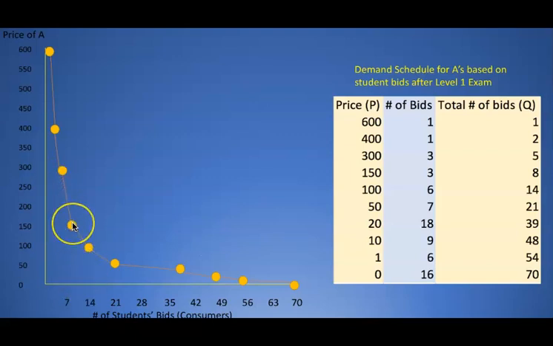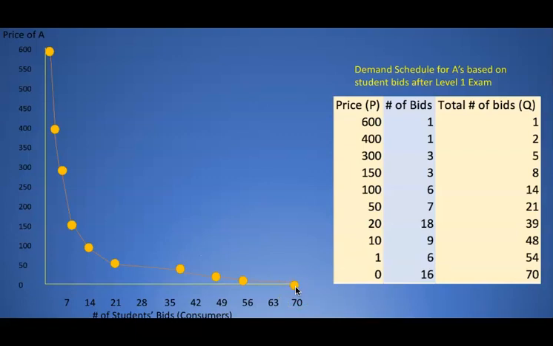Going down to 150, it looks like we had 3 people that bid that, so now we're up to 8 A's being sold at that price in the class. At $100, we had 6 more people that entered the bidding. That was their maximum they were willing and able to pay, so 14 A's would be purchased if the price were $100. And so as you can see, as it keeps getting lower in price, more and more students or consumers for our class are willing and able to pay for that A. And once I get down to 70, all the people that responded, well, then everybody's going to get an A.